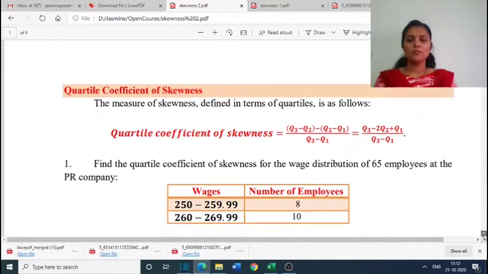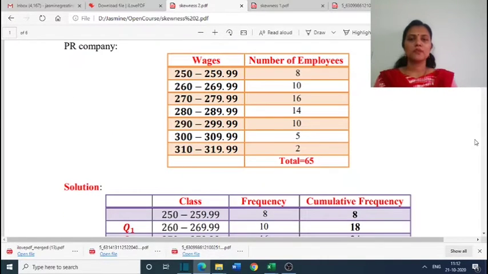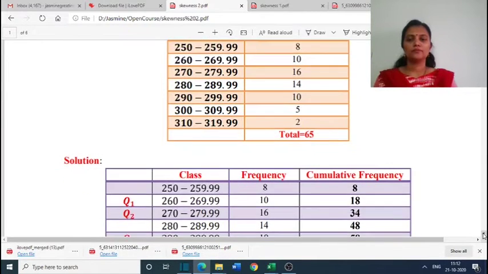Now we have the problem. Find the quartile coefficient of skewness for the wages distribution of 65 employees in a PR company. Wages 250 to 259.99, number of employees 8; 260 to 269.99, 10; 270 to 279.99, 16; 280 to 289.99, 14; 290 to 299.99, 10; 300 to 309.99, 5; 310 to 319.99, 2. So the total is 65.